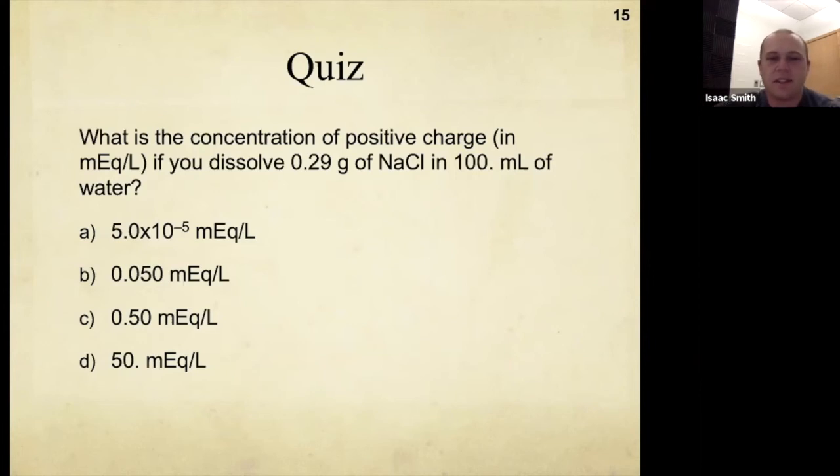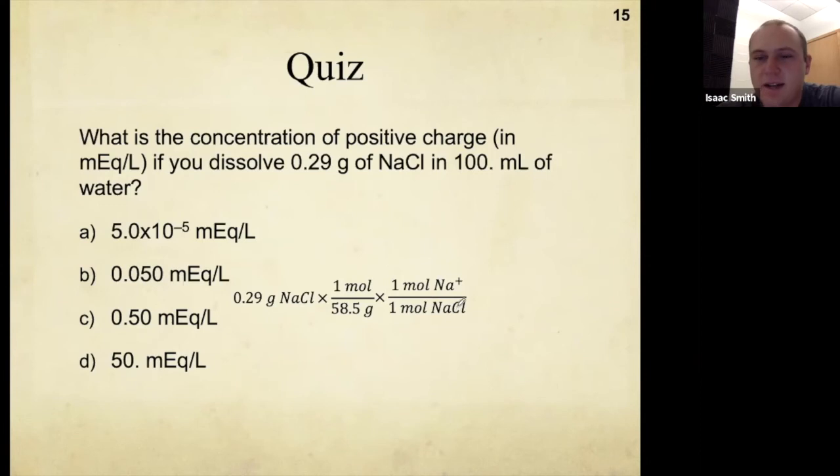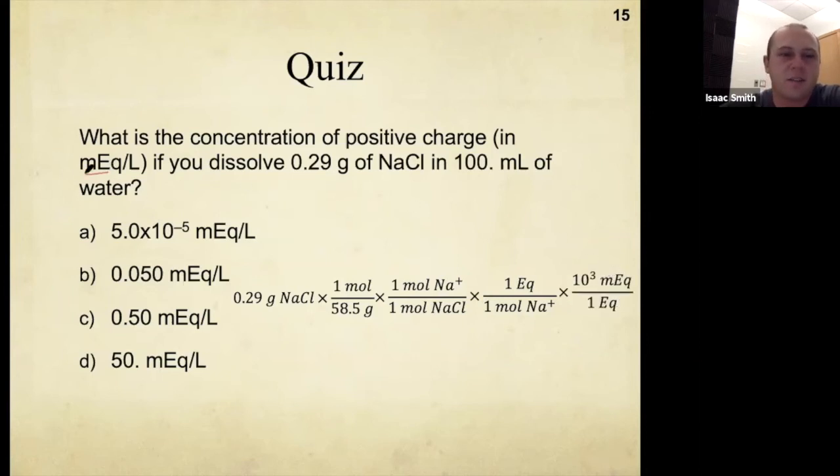Okay, so at least to get the equivalents, this should be very similar to last time. You're going to go from grams of sodium chloride to moles of sodium chloride using the molar mass. You can use the mole ratio then to say that for every 1 mole of sodium chloride, we're going to get 1 mole of sodium plus ions, and then use that definition of equivalence, which takes you to the number of equivalents. And the final answer needs to be in milliequivalents. So you can say 1 equivalent is equal to 1,000, or 10 to the third, milliequivalents. And that tells us that we have 5 milliequivalents of positive charge.